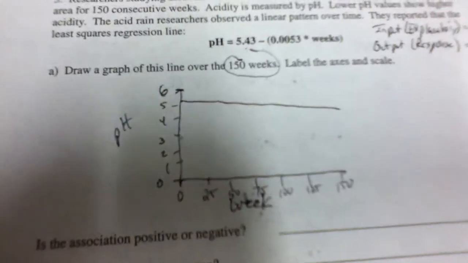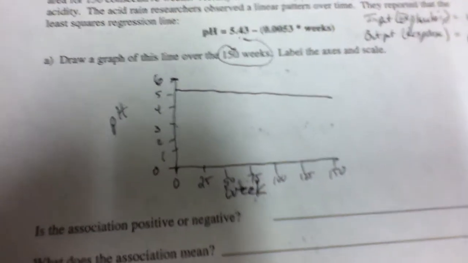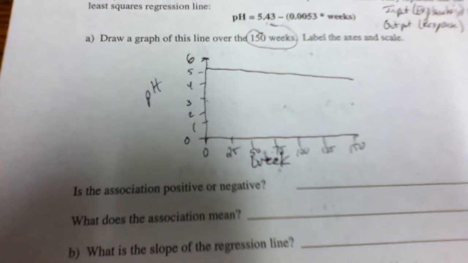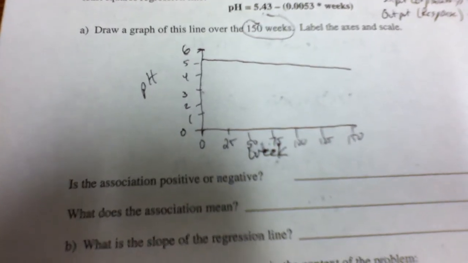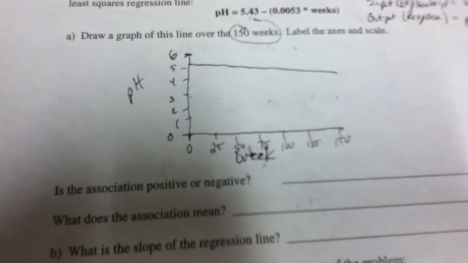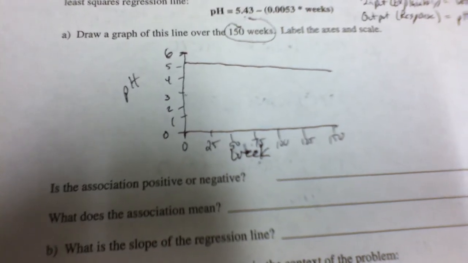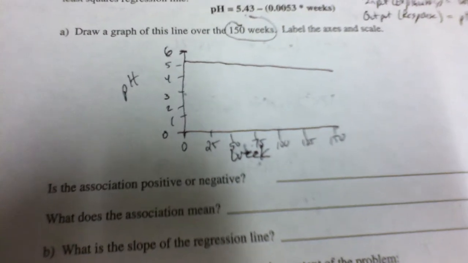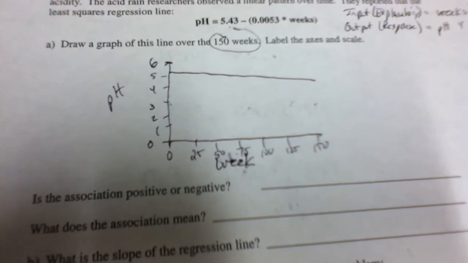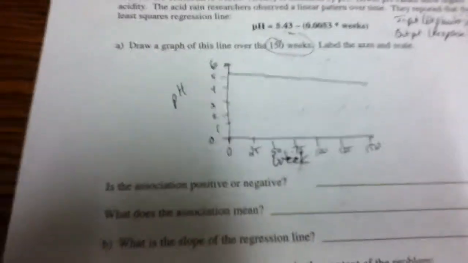Okay? Once we look at it, we're going to go to our next question. Is the association positive or negative? Well, we look at our graph and we notice that it's going downward. And if our graph is going downward, that is a negative relationship. The other thing we can look at is the slope. Our slope is negative, which would make the line go downward as well. So, for this question, is the association positive or negative, we put negative.